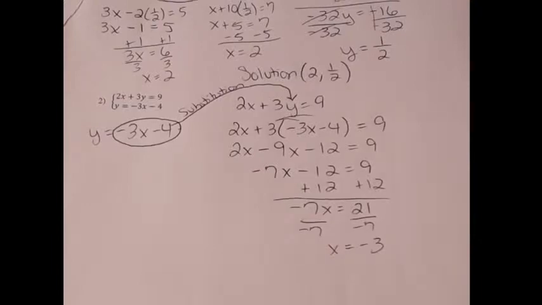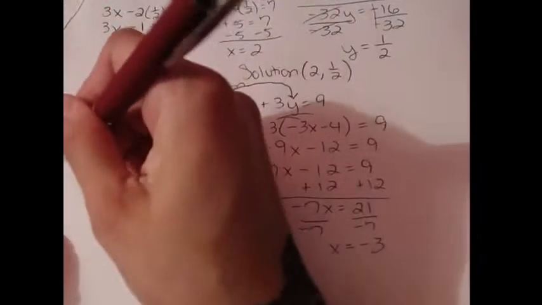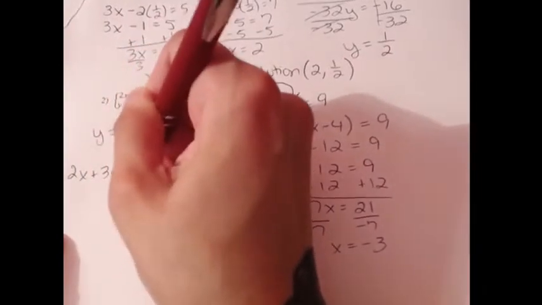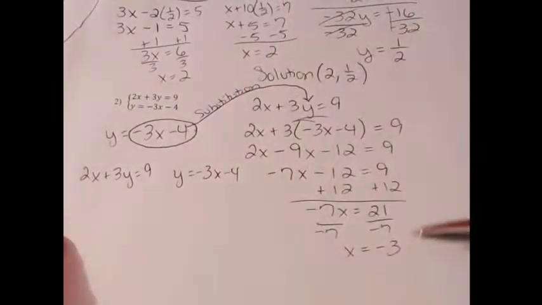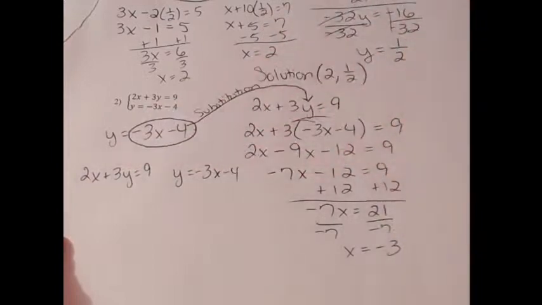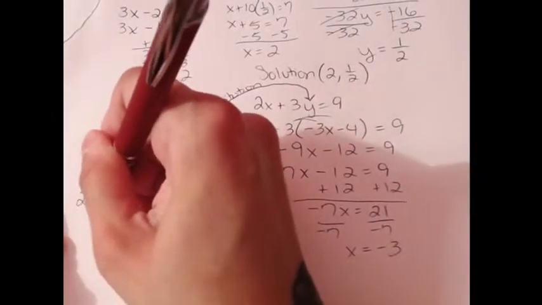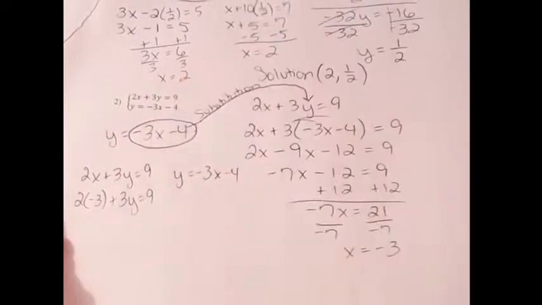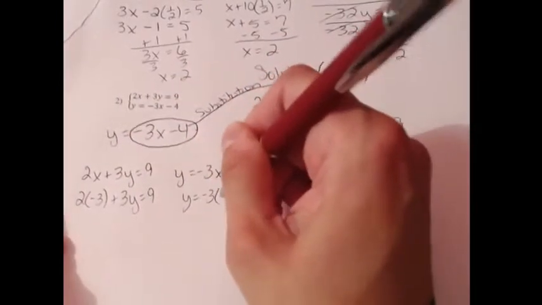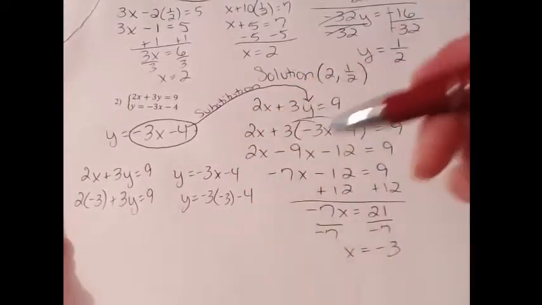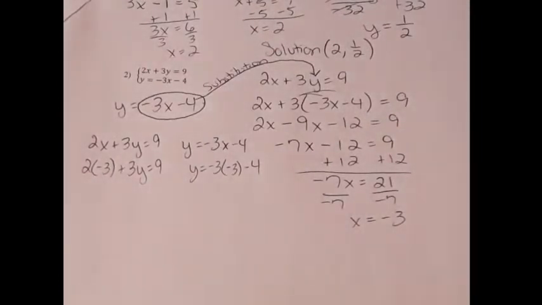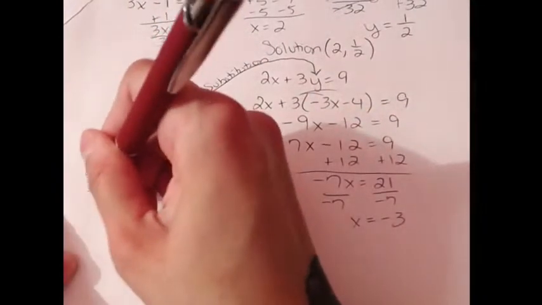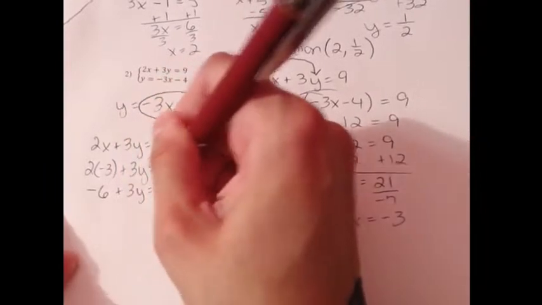So again, what we can do is take both equations, 2x plus 3y equals 9, and y is equal to negative 3x minus 4, and wherever we see an x, let's replace it with a negative 3 and see what happens. So 2 times negative 3 plus 3y is equal to 9. And we have y is equal to negative 3 times negative 3 minus 4. We're just making the substitution for the value that we found. If both of these equations give us the same answer, we know that we've solved this correctly and we made no mistakes. So for our first equation, we have negative 6 plus 3y is equal to 9.